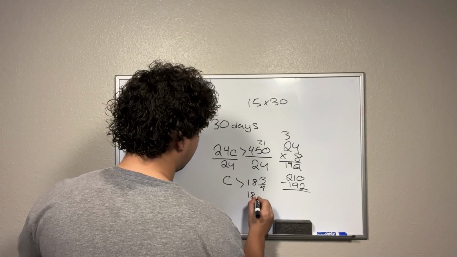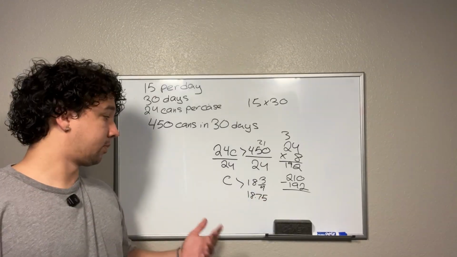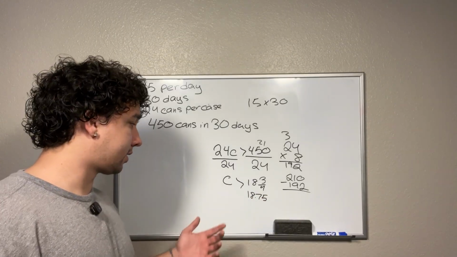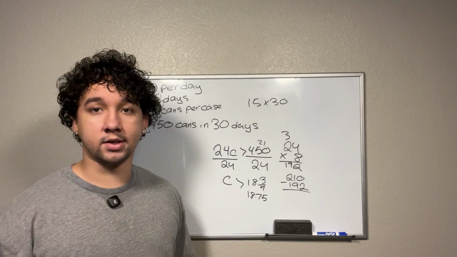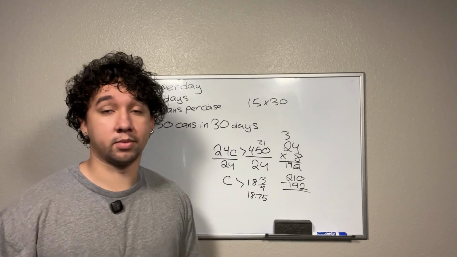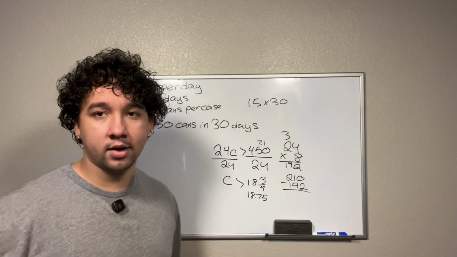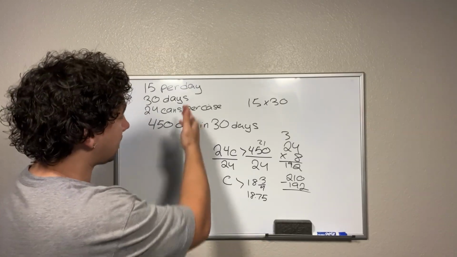So 18.75. But here's the problem. The problem is, can I buy 3/4 of a case? I mean, maybe if you're trying to bargain or something. But in terms of this question, I'm assuming not, right? They would tell us if we can bargain. So it's got to be greater than.